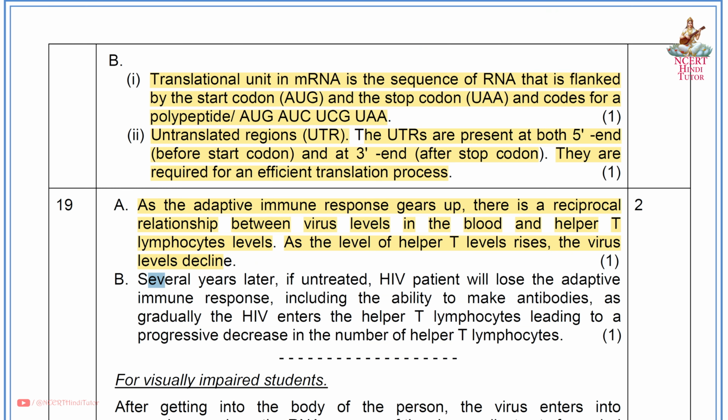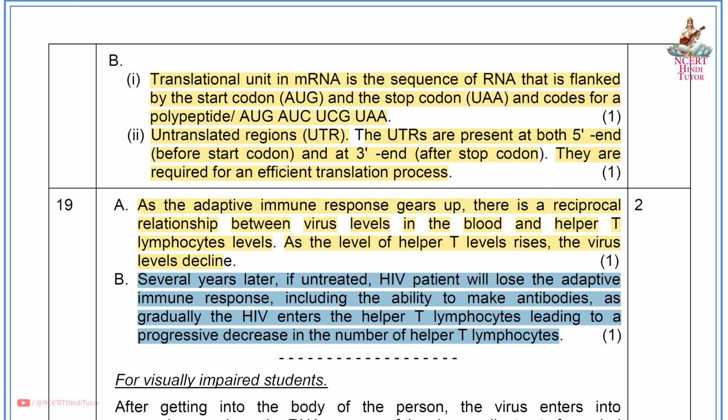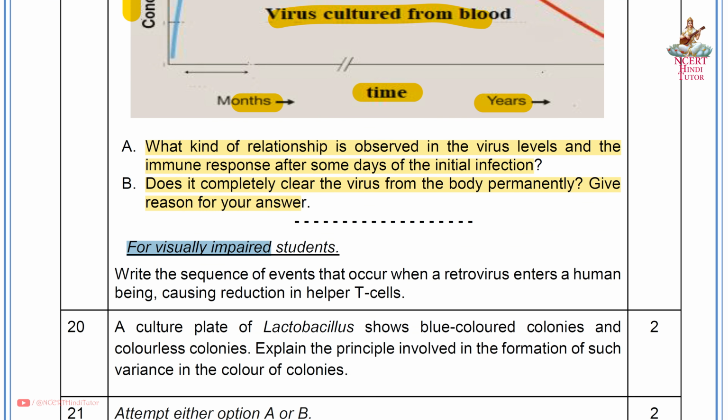Answer. Several years later, if untreated, the HIV patient will lose the adaptive immune response, including the ability to make antibodies, as gradually the HIV enters the helper T lymphocytes, leading to a progressive decrease in the number of helper T lymphocytes. For visually impaired students, write the sequence of events that occur when a retrovirus enters a human being, causing reduction in helper T cells.